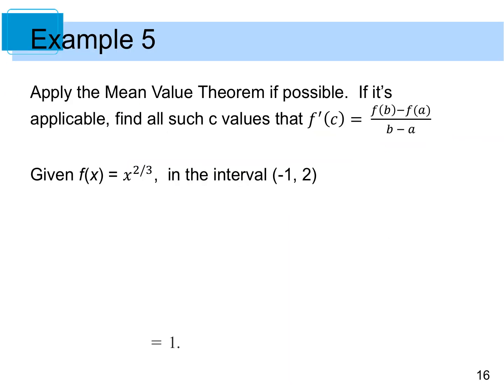So we're doing the same thing for example 5. Apply the mean value theorem if possible. If it's applicable, find all such values where the slope of the tangent line equals the slope of the secant line. It gives us the function x to the power of 2/3 on the interval from -1 to 2. So we want to see if we can use the mean value theorem. Is it continuous? Is it differentiable?